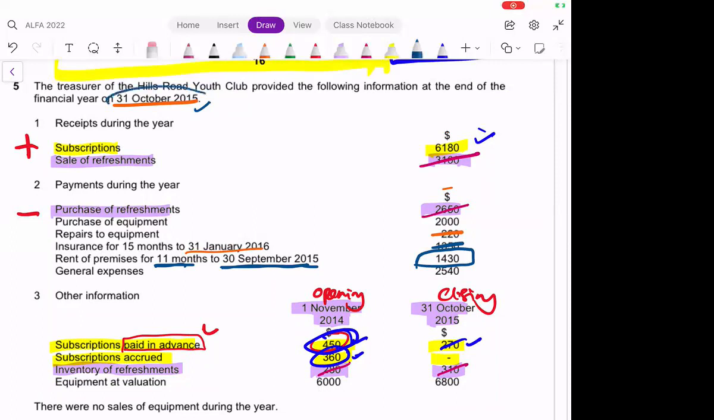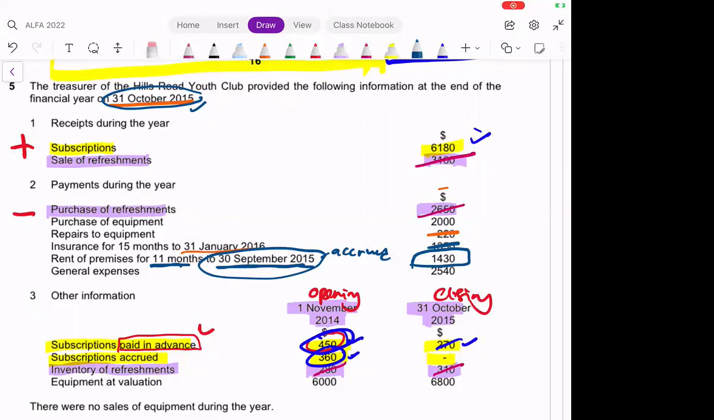You are doing accounts until 31st October, but you paid until 30th September only. The October one you haven't paid. So this is actually accrued. Haven't paid is accrued. So how much is the accrued? I know 1 month is accrued, but how much is the 1 month?